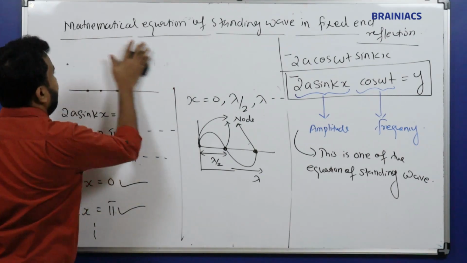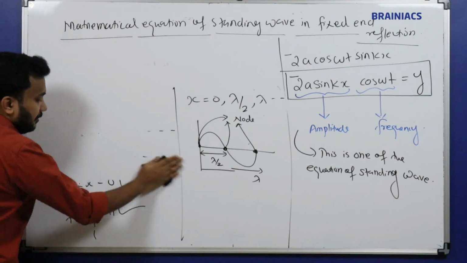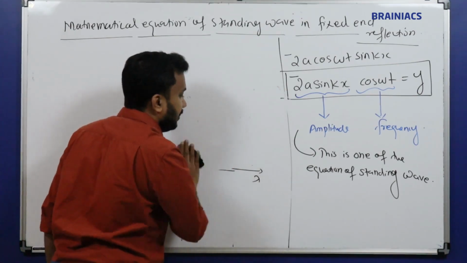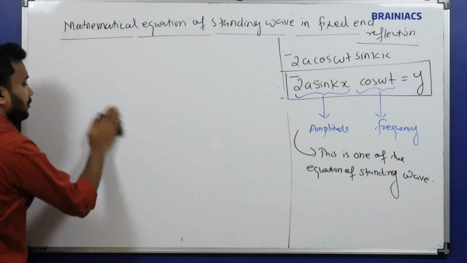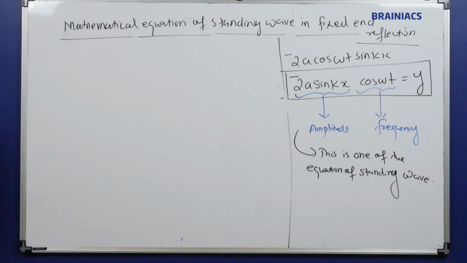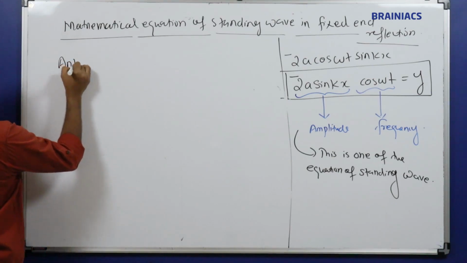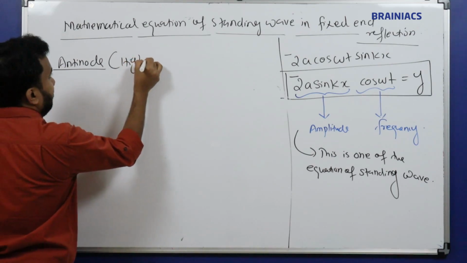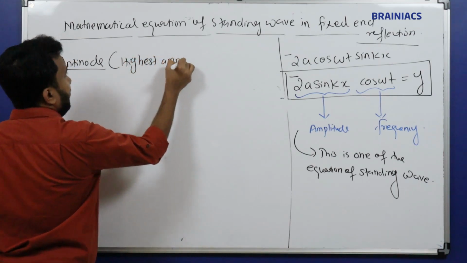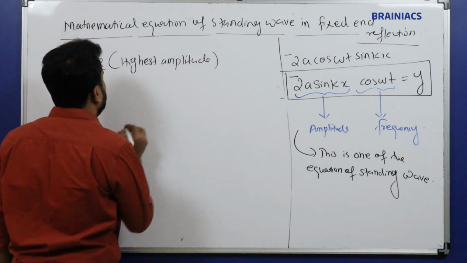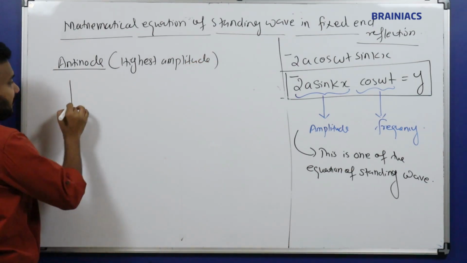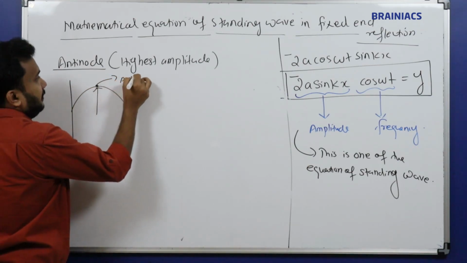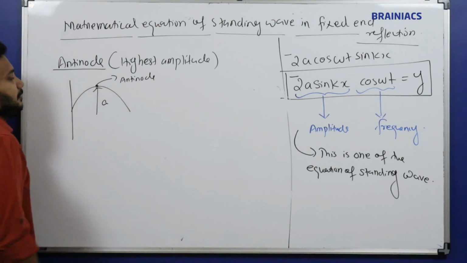Now the opposite of a node is an antinode. Everybody is not sitting down, everybody is standing up, which means amplitude is not 0. Amplitude is highest. Antinode means highest amplitude, the peak value. This is called antinode, because this is the maximum amplitude.